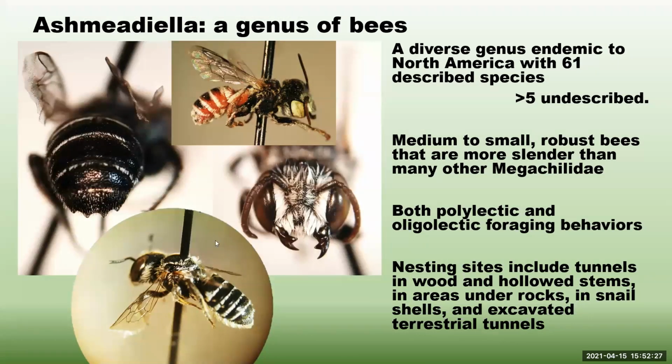Real quick, a paper that should be coming out very soon is on this group of bees called Ashmeadiella. They're really common. They're a small bee, about 1 centimeter long. We know there's more than 5 undescribed species. They are both polylectic, meaning that they forage on lots of different flowers, and oligolectic, meaning they forage on just a few flower species, specifically in 1 or 2 genera.